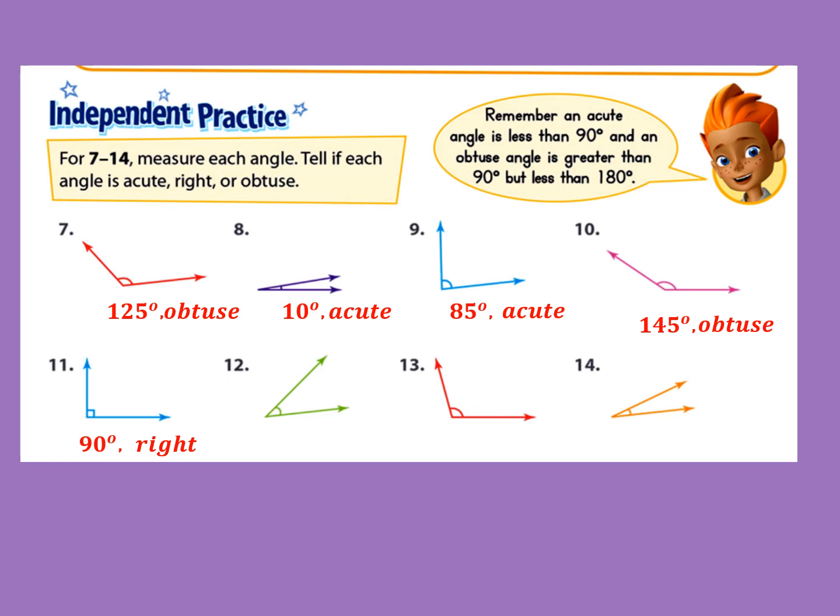Question 12, this one, of course, acute, which measures how many degrees? Yes, 40 degrees. What about question 13? This one, it's more than the right angle, which is exactly 105 degrees, which is going to be an obtuse angle. And the last one, of course, will be an acute angle, which measures 20 degrees. That's everything. And thank you so much.